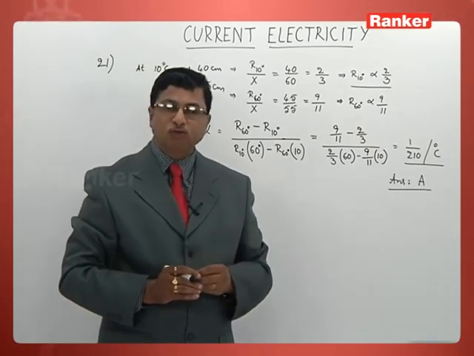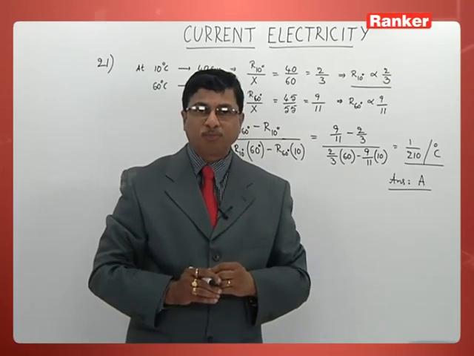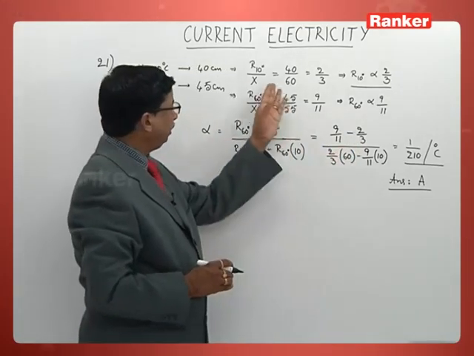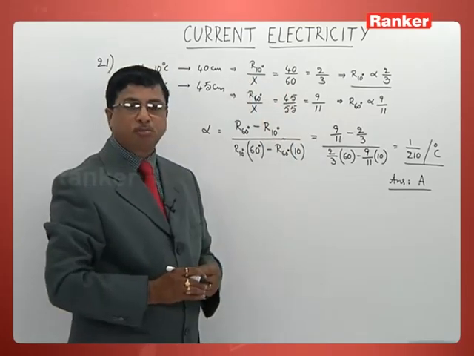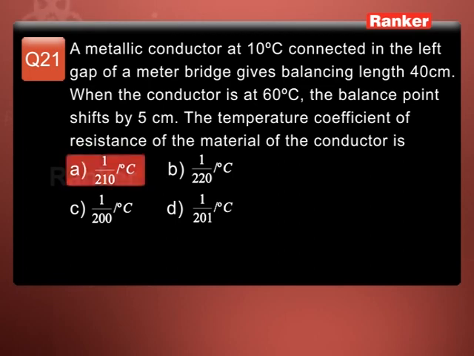It of course is useful for you even at JEE level also. At mains level we can expect such a model as well. So the correct answer for this question number 21 is 1 by 210 per degree centigrade.